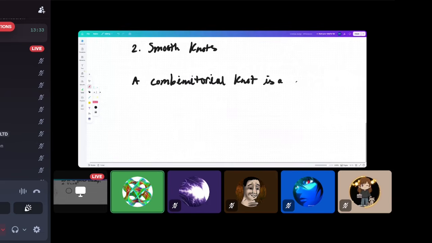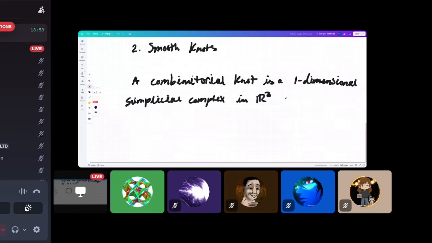is a one-dimensional simplicial complex in R3 that is homeomorphic to S1. So what is a simplicial complex? Well, in one dimension, you can think of a simplicial complex as basically a graph.